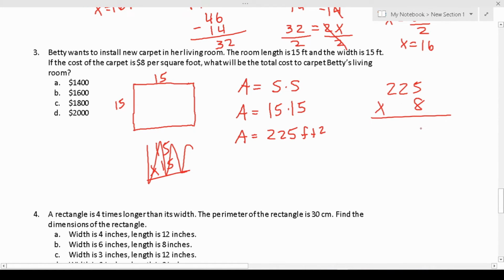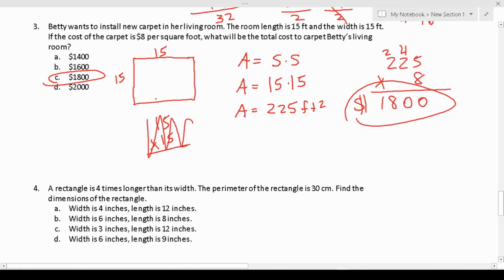5 times 8 is 40, so carry our 4. 8 times 2 is 16 plus 4 is 20. Carry our 2. 8 times 2 is 16 plus 2 is 18. So we can see that the total area that she has to cover with carpet is 225 square feet. If it's $8 per square foot, that means it's going to cost $1,800 to carpet her living room. Okay, so that one's pretty simple, but that is a pretty common question on the ASVAB.